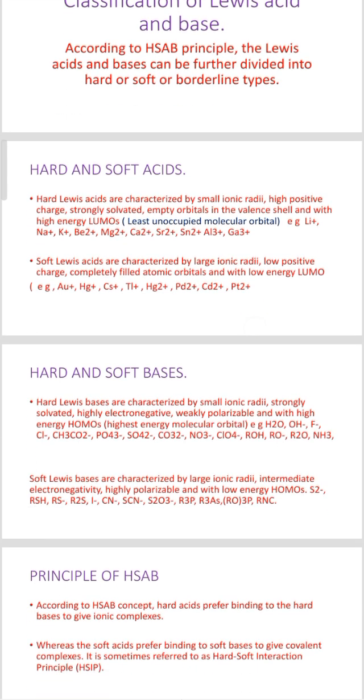Hard Lewis acids are characterized by small ionic radii, high positive charge, strongly suffected empty orbitals in the valence shell, and high energy LUMO, that is lowest unoccupied molecular orbital. Examples of hard Lewis acids are hydrogen ion, lithium ion, sodium ion, potassium ion, beryllium ion, magnesium ion, calcium ion, and majorly all the main group element ions in the periodic table are hard Lewis acids.